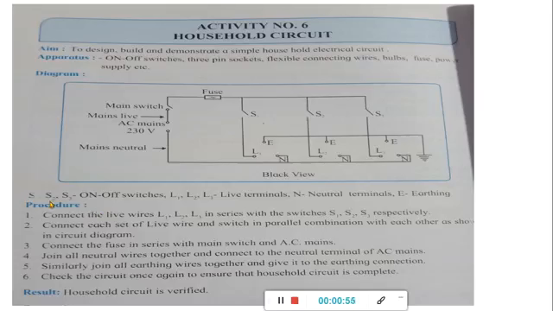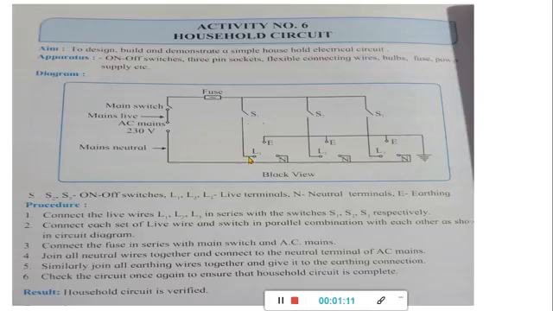Okay, where S1, S2, S3 mean what? S1, S2, S3 are the on off switches, and L1, L2, L3 are the live wires which are coming directly from the fuse, which is the main wire. The wire that goes into the fuse and comes out, that is the live wire, from where the supply will come. L stands for the live terminal, N stands for the neutral terminal, and E is for earthing.